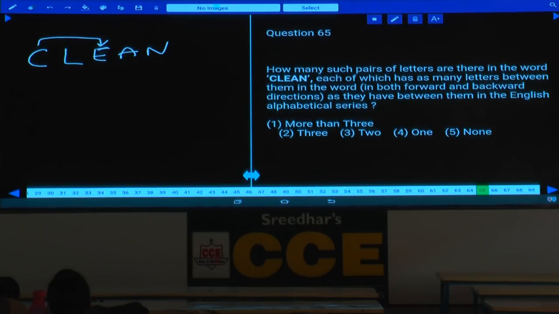Next one, C, D, E, F, G, L, M, N, O, and so on. Again, in the reverse order as well, both forward as well as backward. N, O, P, Q, R, next one, A, B, C, D, E, F, and so on. So how many pairs do we have? There is only one such pair, C and E. Choice 4 is the answer.